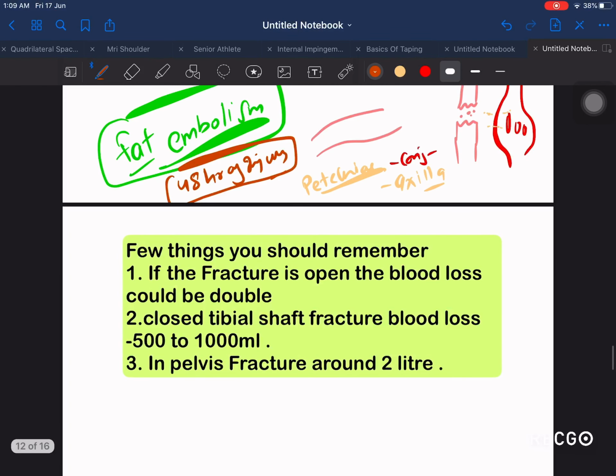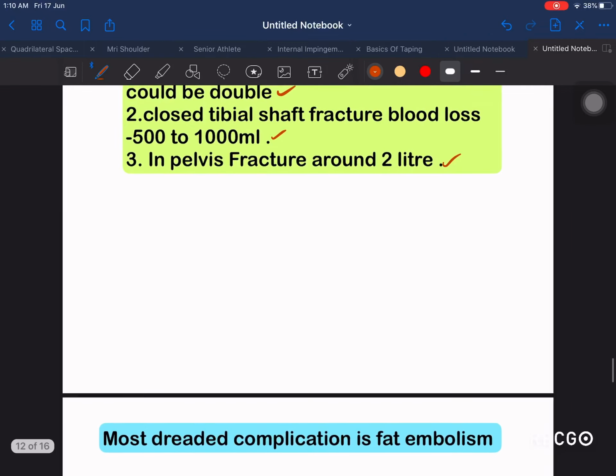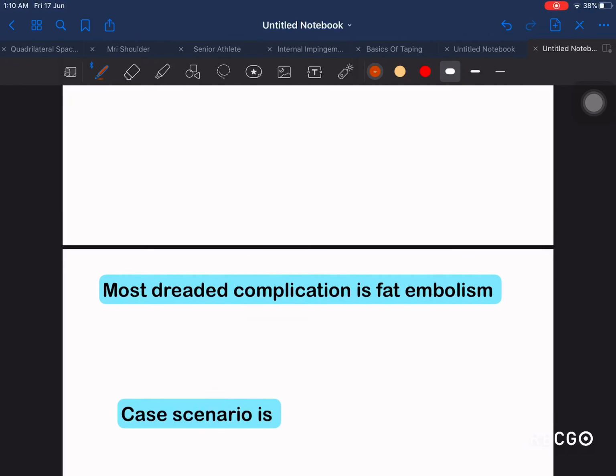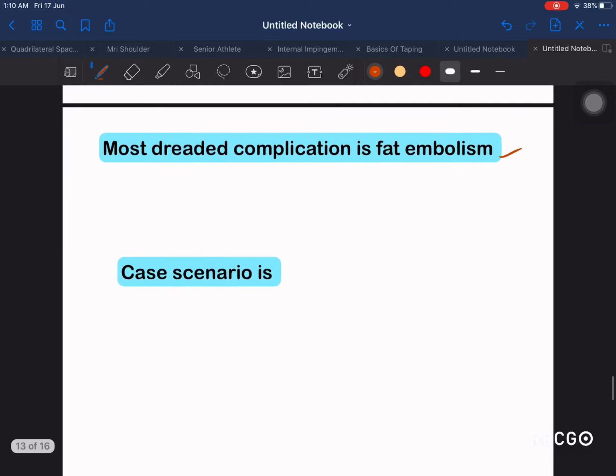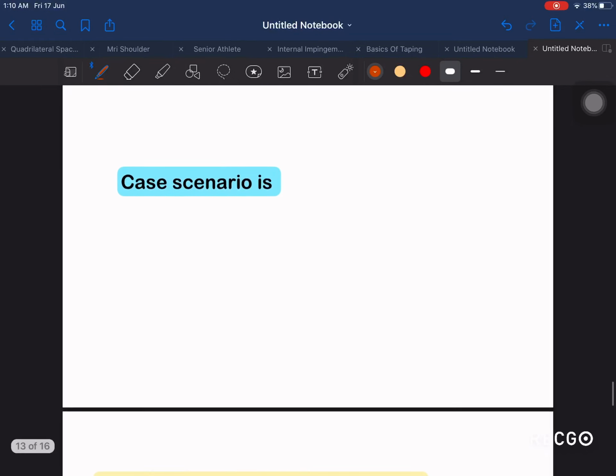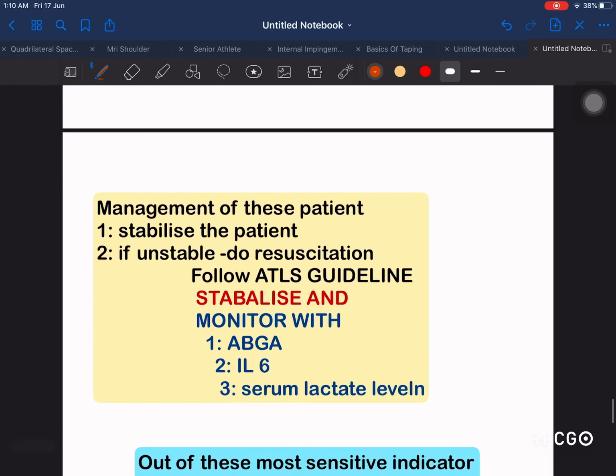Now, a few points which have been asked previously. If the fracture is open, like an open femur fracture, meaning the bone is exposed to the environment, then the blood loss could be double. In case of a closed tibial shaft fracture, blood loss is 500 ml to 1000 ml. And in case of pelvis, it can go up to 2 liters. Now, the most dreaded complication is fat embolism. We know about this, and we understood how the case scenario occurs.